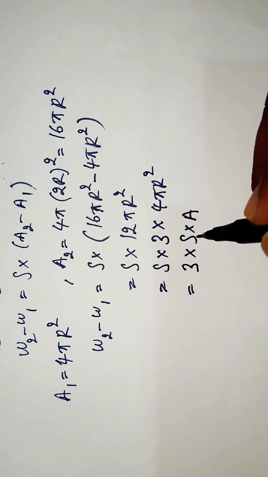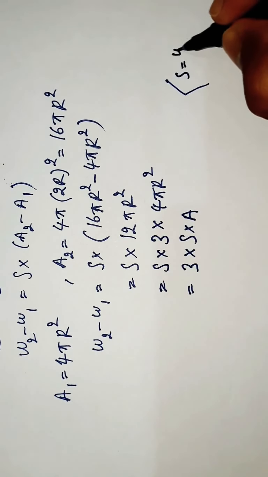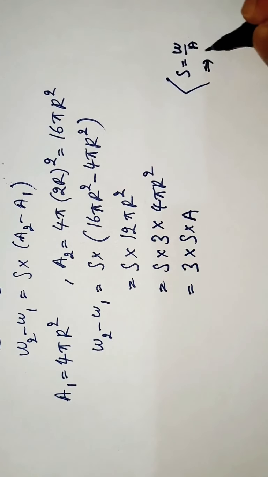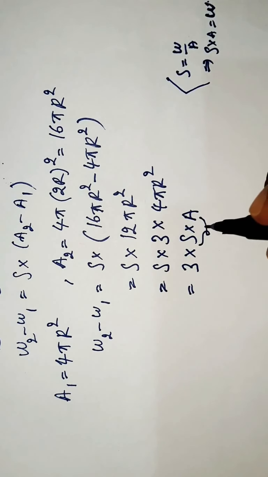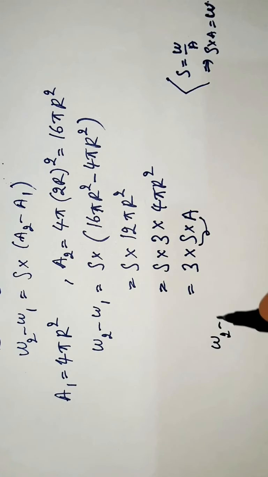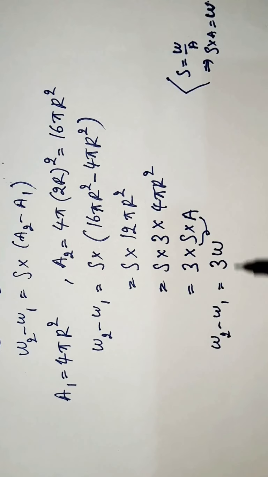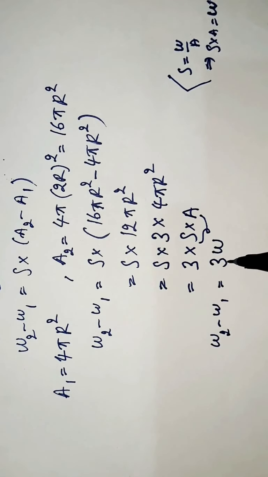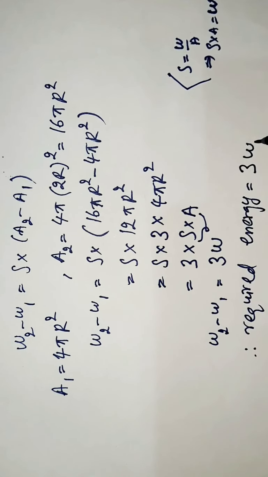We know for the first bubble, S into A is equal to the work done, that is W. So here we can write S into A is equal to W. Therefore W2 minus W1 is equal to 3 into W. So this is known as the required energy. So here the required energy is 3W.